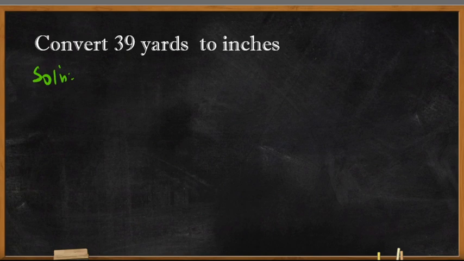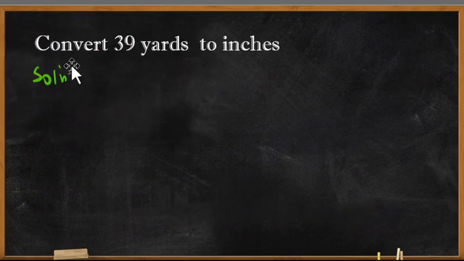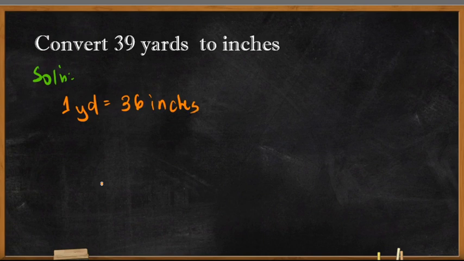So we need to go back to our table. You have 1 yard is equal to 36 inches, because we are involved with yards and inches. So we could say 1 yard is equal to 36 inches. Okay, so we need to write our given.